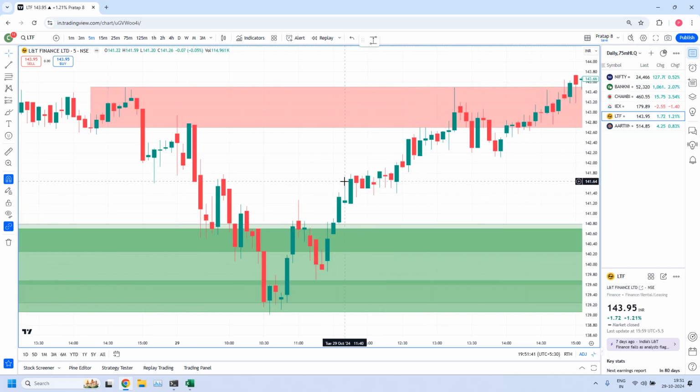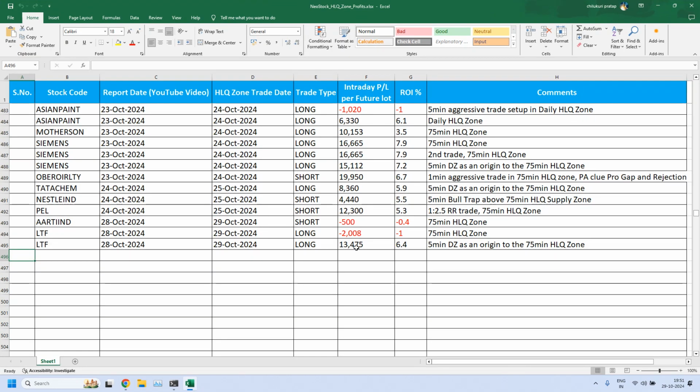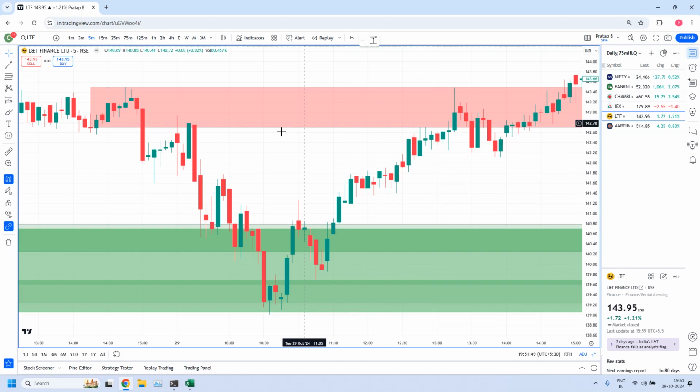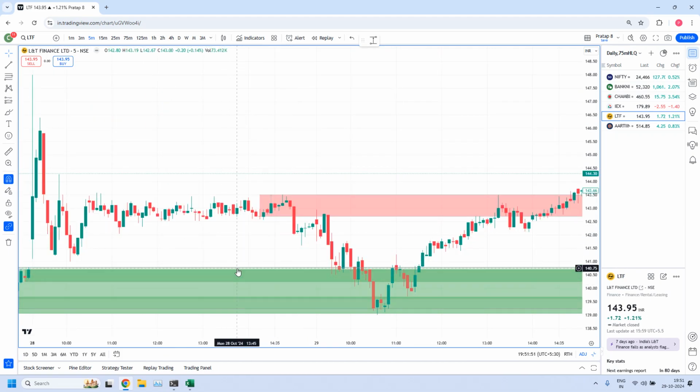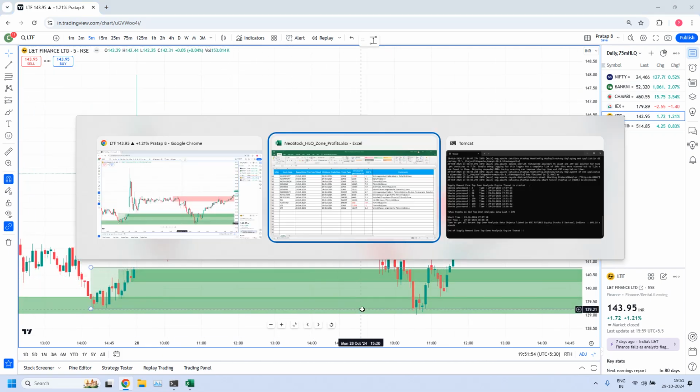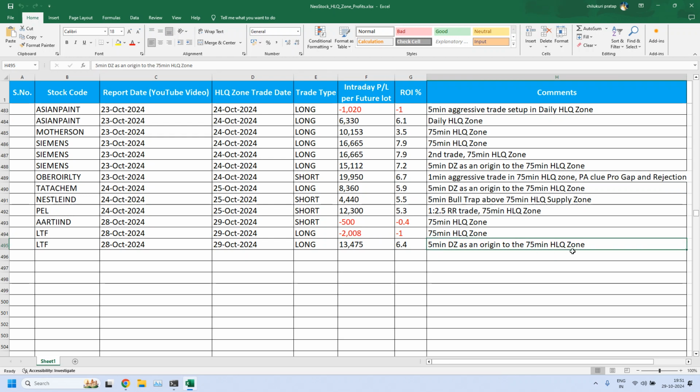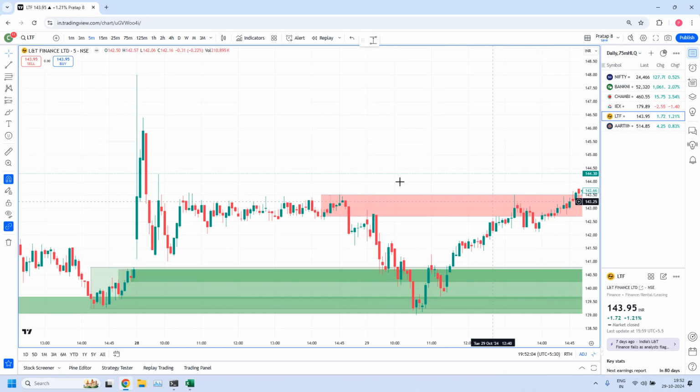And how much profit has it given? And how much stop loss has it given? L&T Finance has given 2,000. The first trade has given 2,000 rupees loss. This is the one. The fine-tuned 5-minute zone. Next, the 5-minute zone that has a horizon to the 75 minutes high liquidity zone. That trade has given 13,475 rupees profit, which is a 6.4% return on the investment.